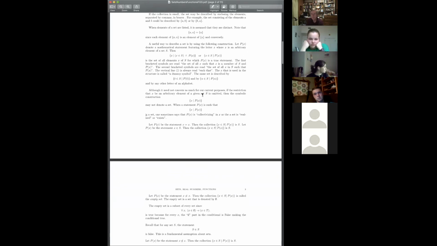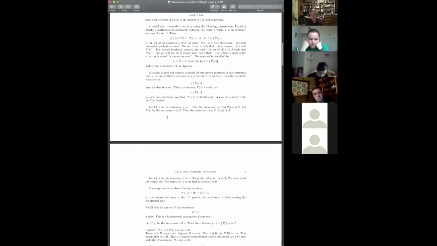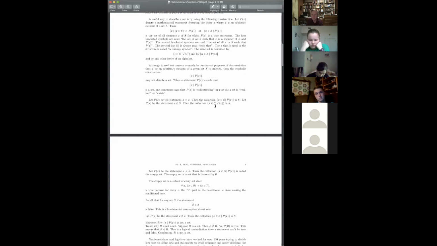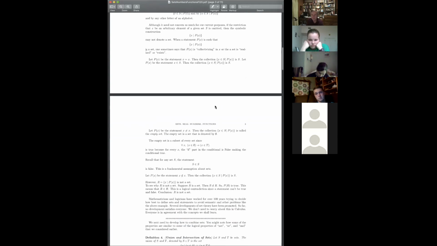And down here is all that need not concern us much for current purposes. If you leave the set S out, you can have some logical difficulties. We'll talk about that kind of stuff later. Now, this is our first statement. Suppose P of X is the statement X equals X. Then what is this set? The set of all things in S such that X equals X, that's just S. All the things in S that are equal to themselves is just the same set. So this is just different ways of saying stuff, okay?